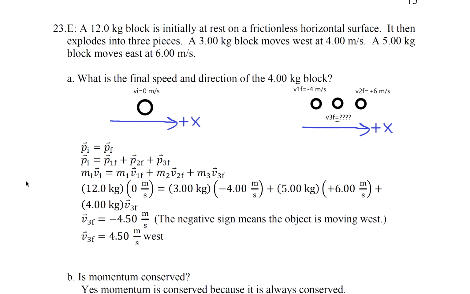So draw an image. I drew an image. I drew an initial and a final image. And I said positive x is to the right. So P initial, I only have one object. Once it explodes, after it explodes, now I have three objects. So now let's solve for V3 final. So V3 final, I get minus 4.50 meters per second. The negative means the object is moving west.